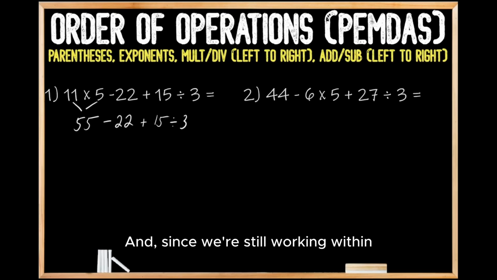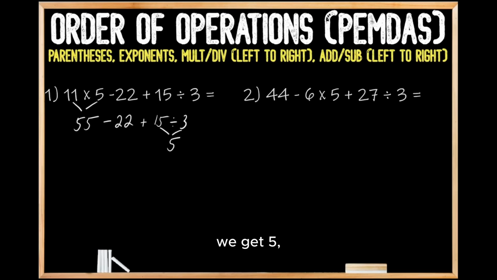And since we're still working within the priority of multiplying and dividing, and we have a division problem here, we're going to solve this division problem. And when we divide 15 by 3, we get 5, and then we're going to bring down the rest of this problem. So we have 55 minus 22 plus 5.